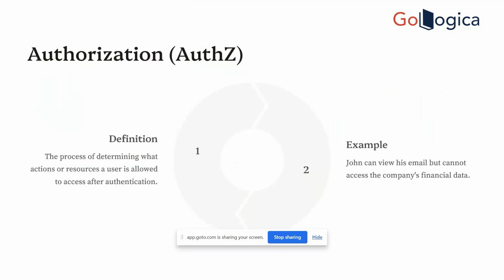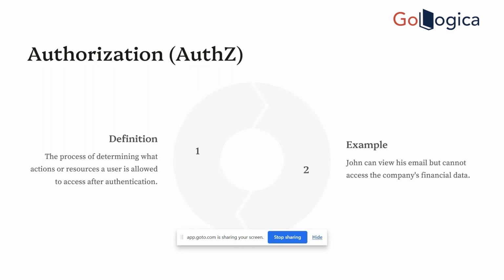Now authorization. Authorization basically defines the process of determining what actions or resources a user is allowed. Action means what kind of actions, like either the person has read-only access, or only editable or viewing access, sharing access, whatever access he has.